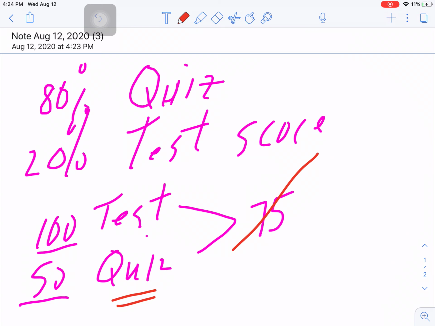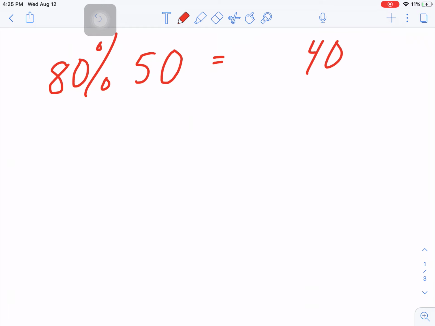Now, the easiest way to figure out your average at this point is to realize that if 80% of your grade is caused by your quiz, then we're going to take 80% of your quiz grade, which is 50, and I believe that sum total is about 40 points. 20% of your grade is going to be tests, which you got a 100 on. 20% of 100 is about 20.